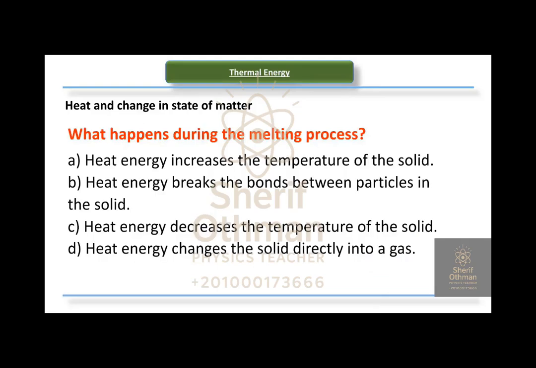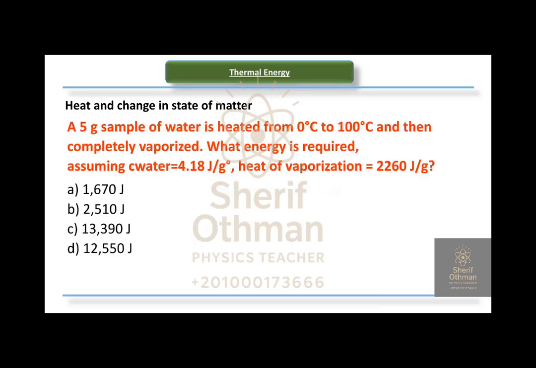What happens during the melting process? Heat energy increases the temperature of the solid, or heat energy breaks the bonds between particles in the solid. Heat energy decreases the temperature of the solid. Heat energy changes the solid directly into gas. The answer is heat energy breaks the bonds between particles in the solid.